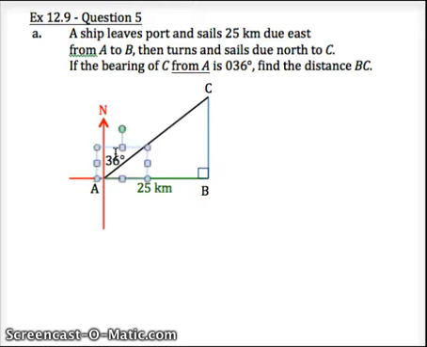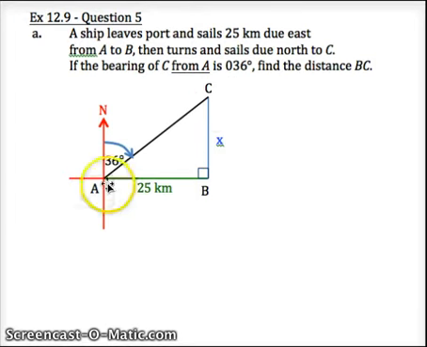So in other words, this angle in here is 36 degrees. Now it is 036, remember bearings have 3 figures, but on my diagram I can just write it as 36 degrees. So the bearing of C from A is 36 degrees. We have to find the distance BC. So I'll just mark that with an X on the diagram.